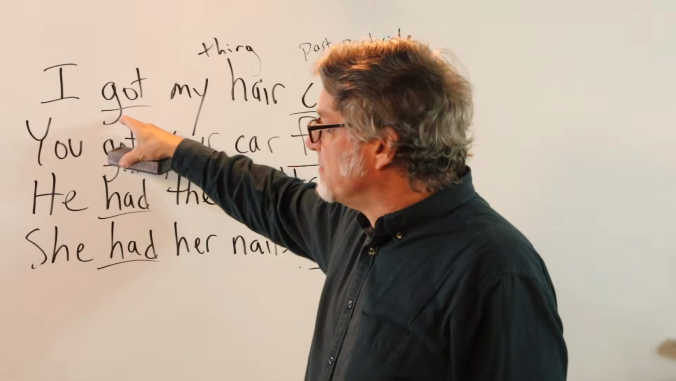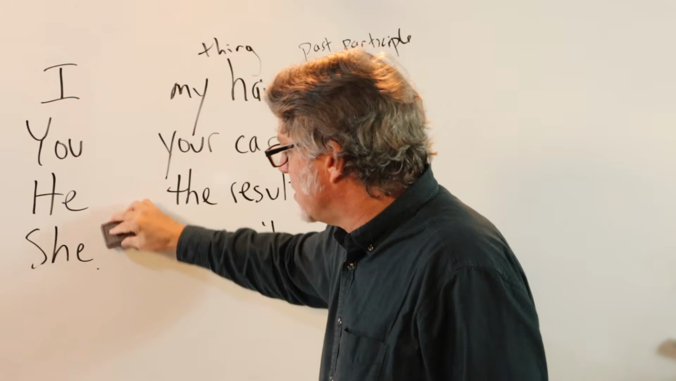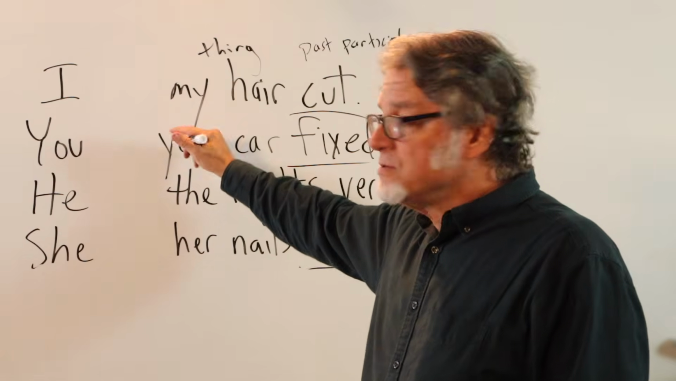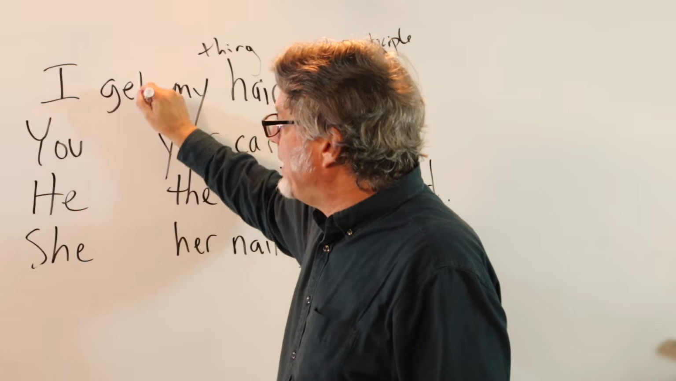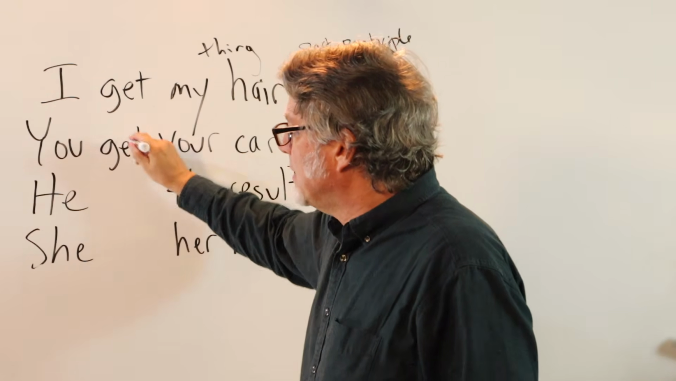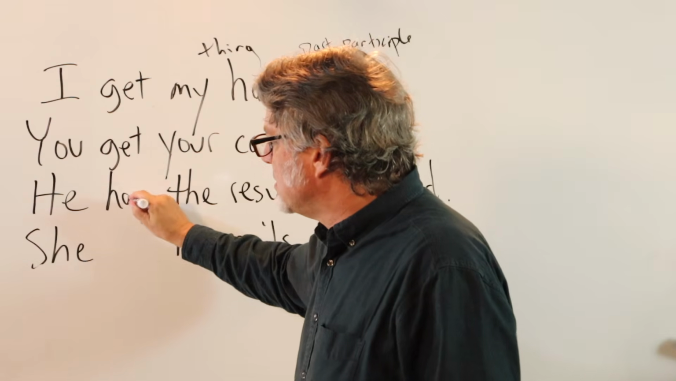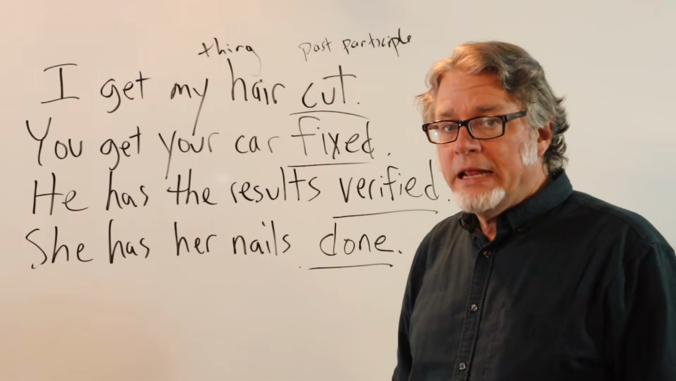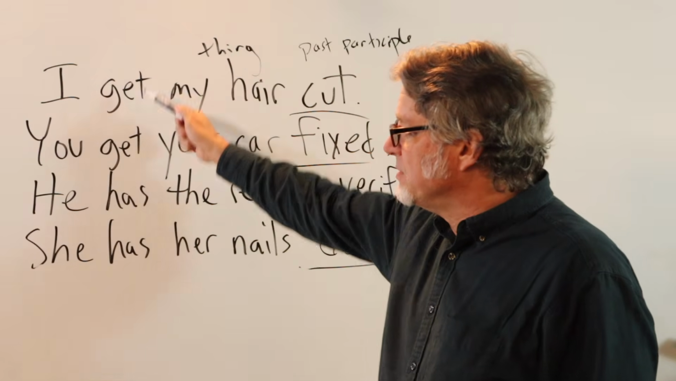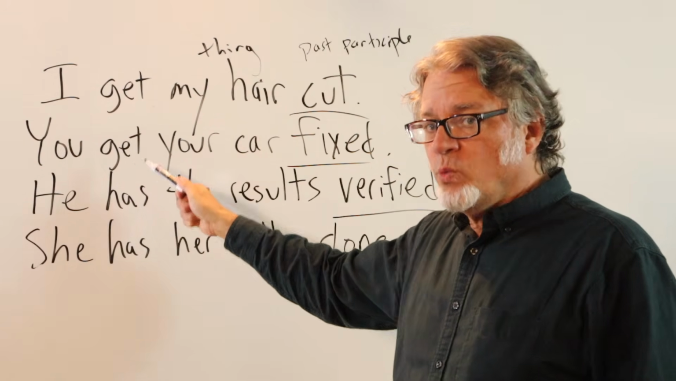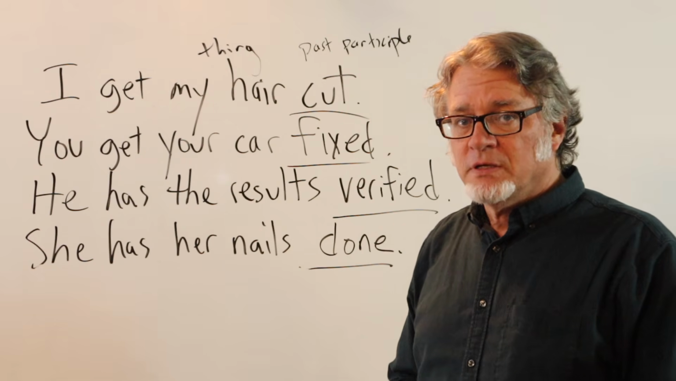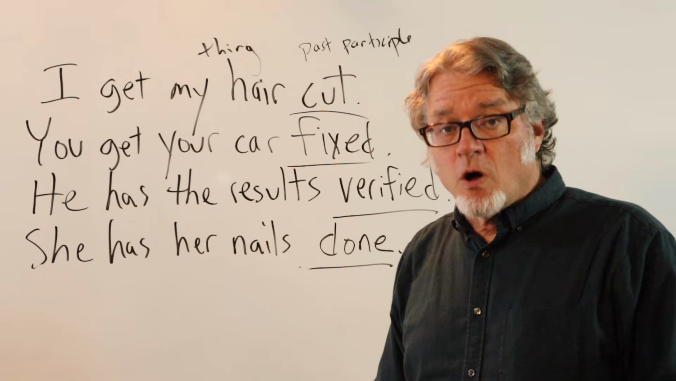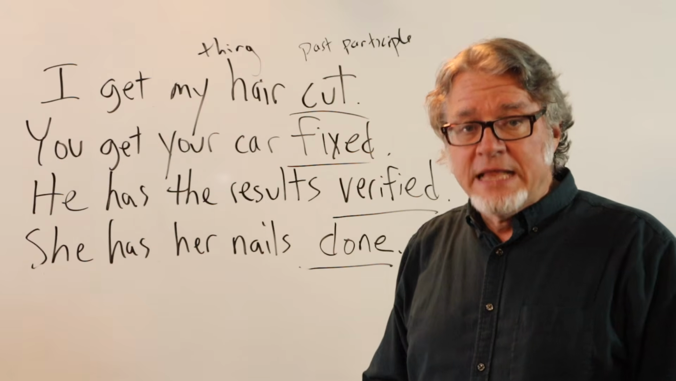Remember that you could change the verb tense here. You don't have to use the past tense. You could use the present tense for all of these. I get my hair cut. You get your car fixed. He has the results verified, and she has her nails done. There are many different possibilities when it comes to the verb tense for the verb that comes after the subject when you're forming the passive causative. You can also use the future. You could also use the future tense, which I'll show you in the next example.